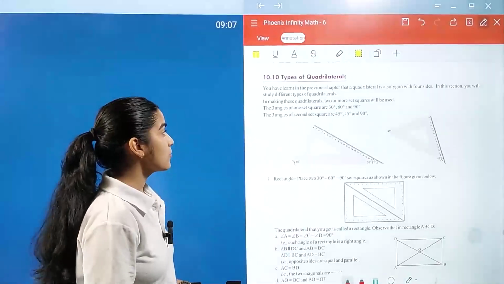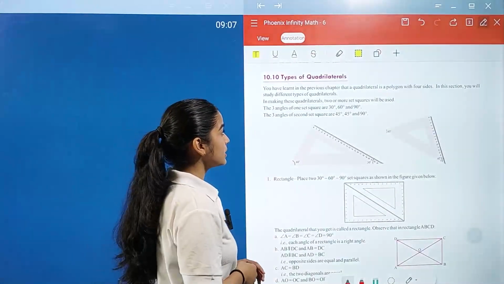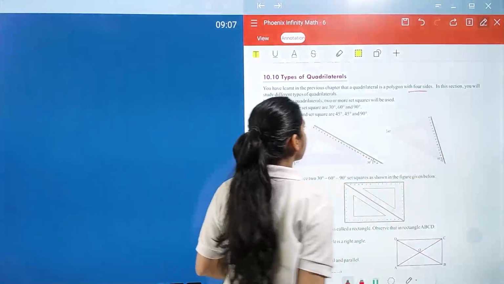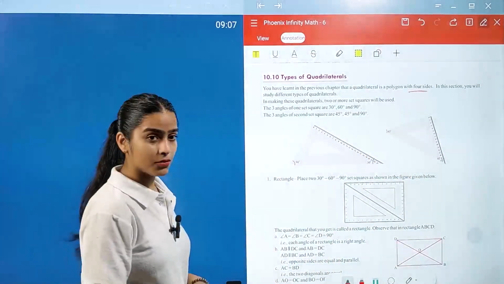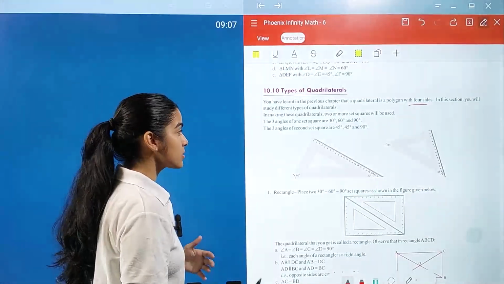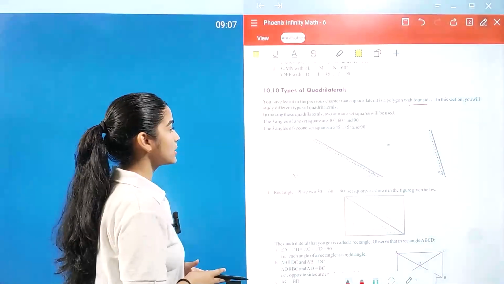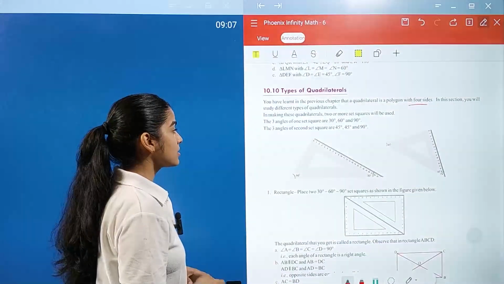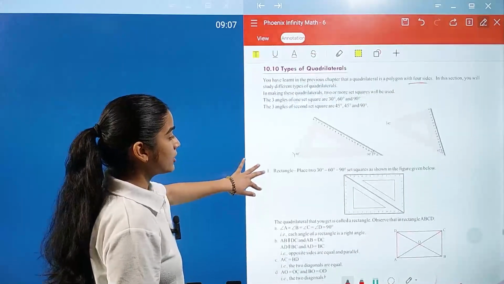Now we have types of quadrilaterals. You have learned in the previous chapter that a quadrilateral is a polygon with four sides. In this section, you will study different types of quadrilaterals. In making these quadrilaterals, two or more set squares will be used. The three angles of one set square are 30, 60 and 90. The three angles of the second set square are 45, 45 and 90 degrees.